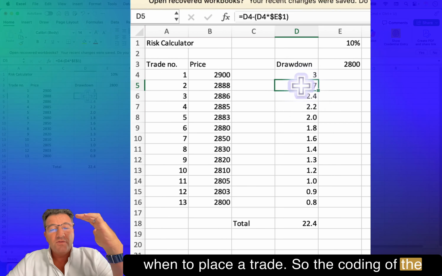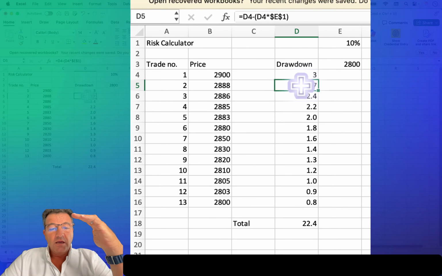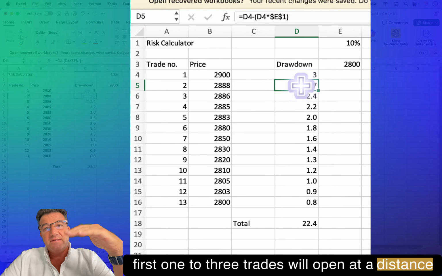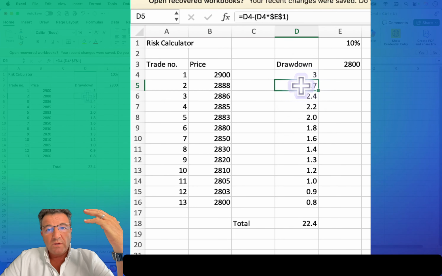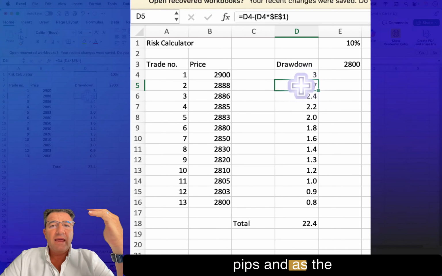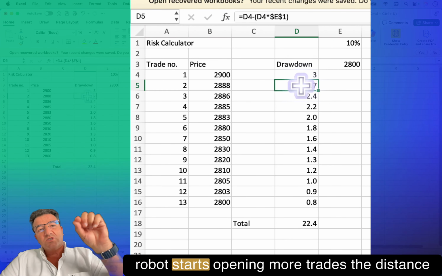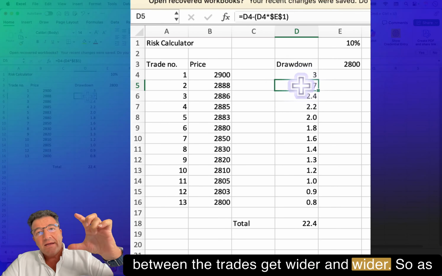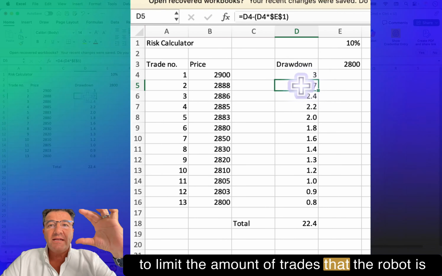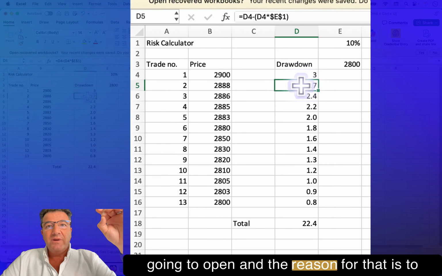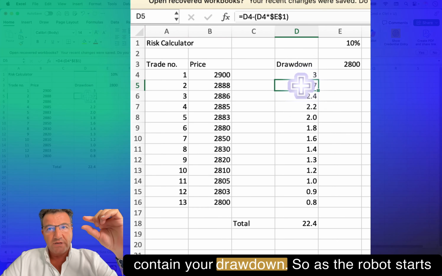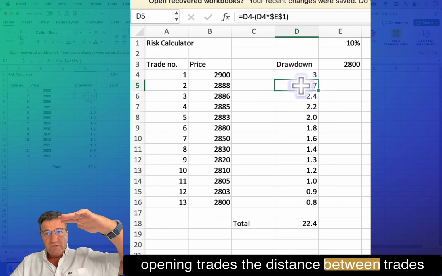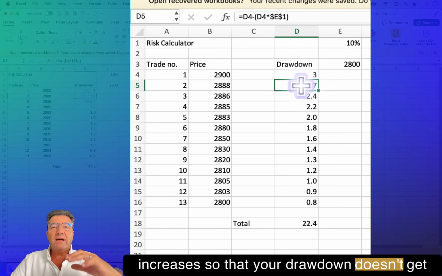So the robot is coded so that your first 1 to 3 trades will open at a distance of, let's say, 20 pips. And as the robot starts opening more trades, the distance between the trades gets wider and wider so as to limit the amount of trades that the robot is going to open. And the reason for that is to contain your drawdown. So as the robot starts opening trades, the distance between trades increases so that your drawdown doesn't get out of hand.